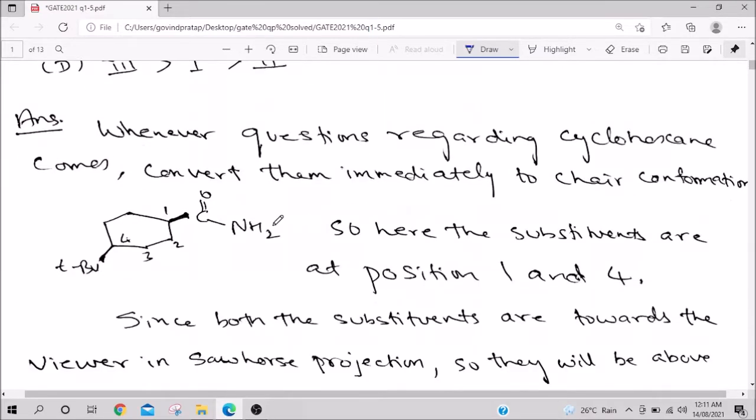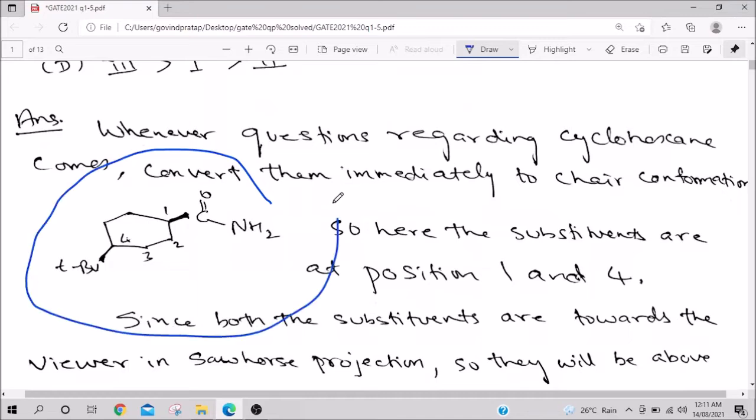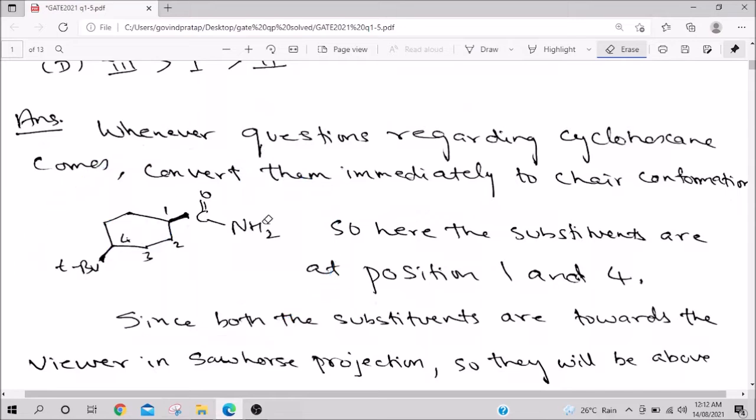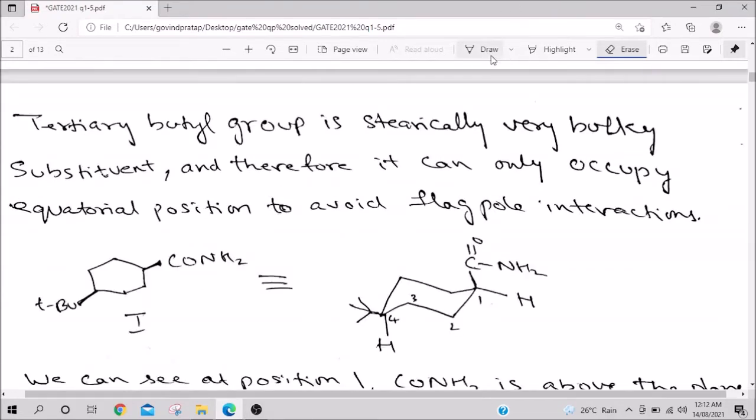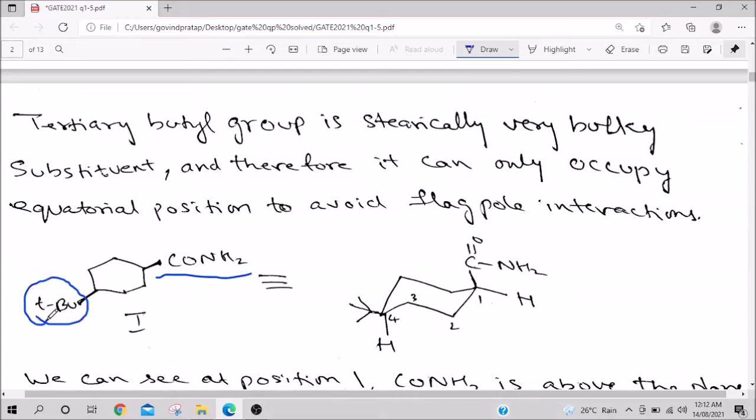So, first thing is whenever you see a question like this involving cyclohexane, cyclohexane will not exist in hexagon form because this is a very unstable conformation. It always stays in chair conformation. So, first thing you do is convert cyclohexane into chair conformation. Now, see what has happened is this amide is towards the viewer and this tertiary butyl is also towards the viewer.